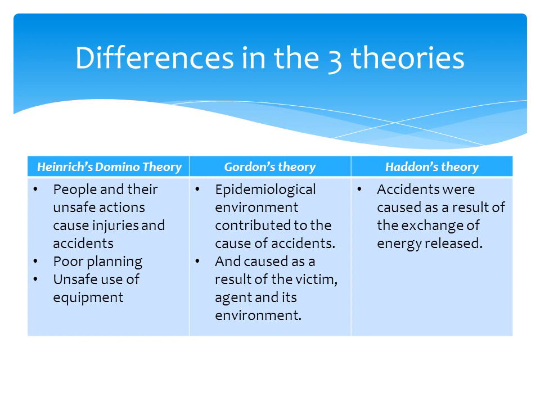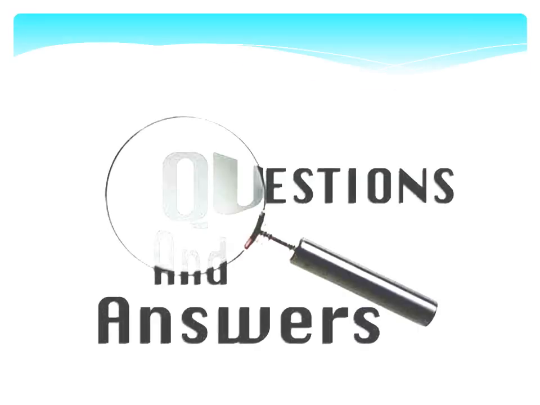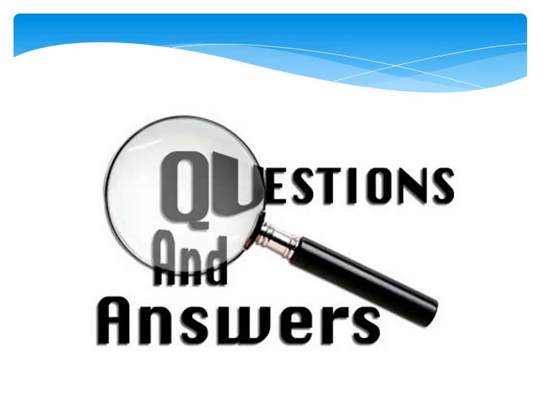Gordon's theory suggested a total opposite to Heinrich, in that Gordon suggested that the epidemiological environment contributed to the cause of accidents. It suggested that the accident is a result of the victim, the agent, and its environment. Haddon suggested that the accident was caused as a result of the exchange of energy released in that environment. I hope this has given you a clear understanding and differentiation between the 3 selected causation models.